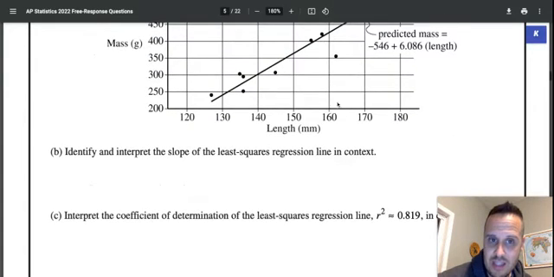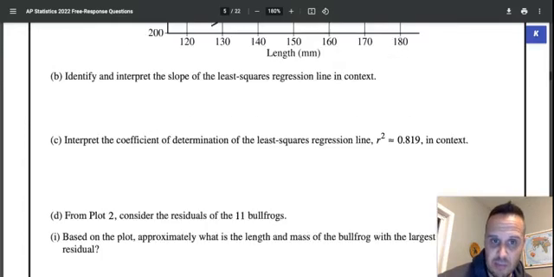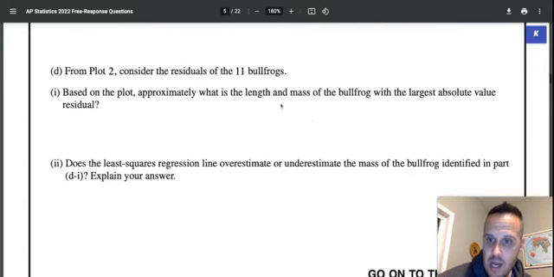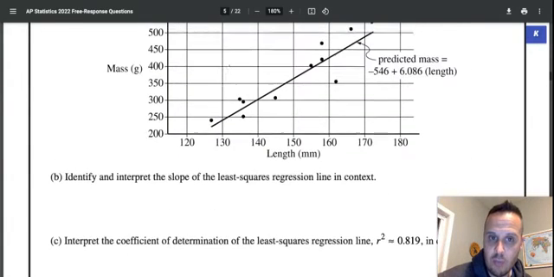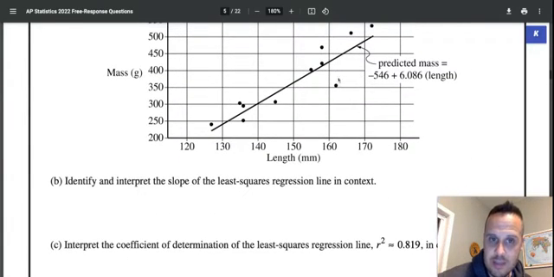So I would say his length is about 162 or 3, and its mass is 355, we'll say, or 360. Okay. Does the least squares regression line overestimate or underestimate the mass of that bullfrog? So the estimate is over. Okay, it overestimates the mass of this bullfrog because that's his actual weight.